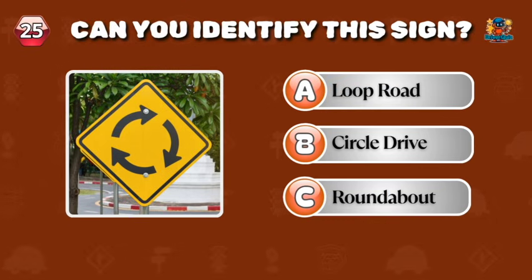Question 25. A. Loop road. B. Circle drive. C. Roundabout.